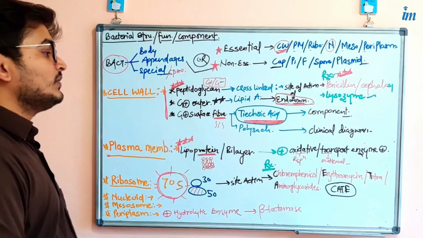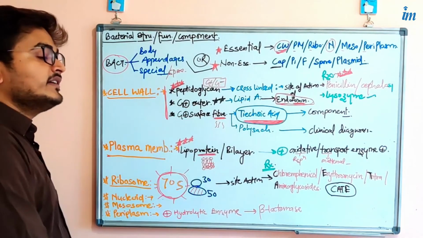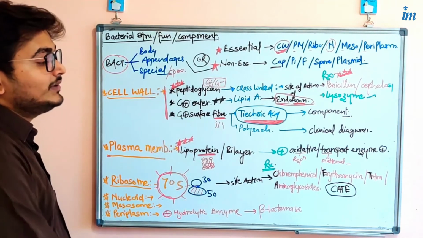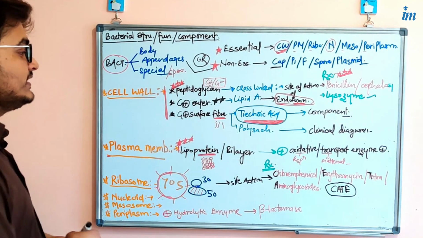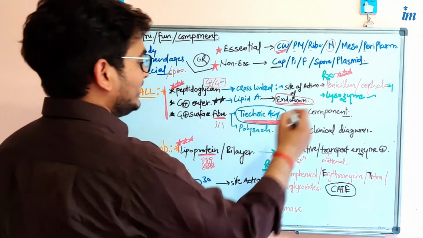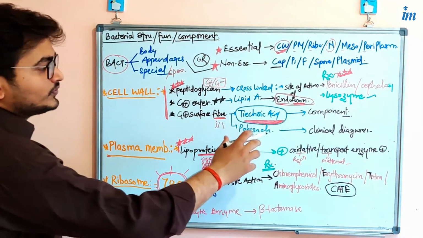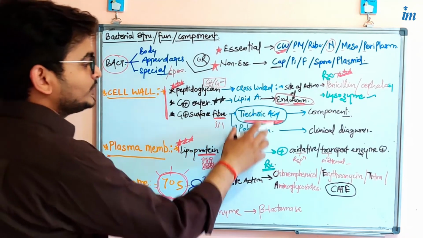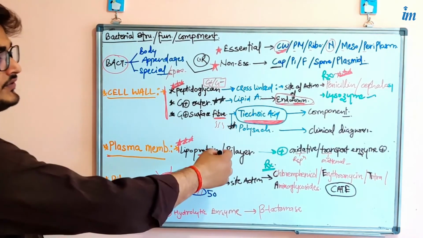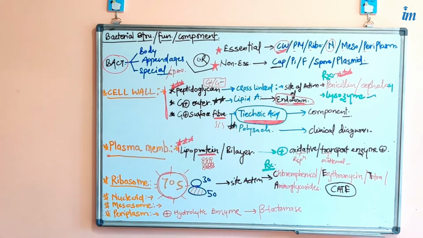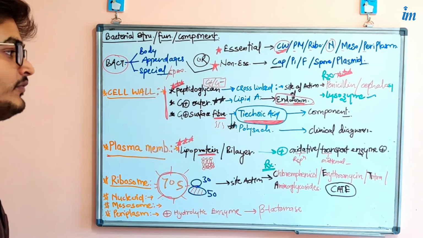Okay. And when we talk about the cell surface fibers, there is not only teichoic acid but also polysaccharides present. It has been asked in an assembly question that was like teichoic acid and polysaccharide, or teichoic acid only. So don't be confused, you have to take both, this also and this also. And teichoic acid is especially the component of the gram positive bacteria, but polysaccharides are very helpful for clinical diagnosis.